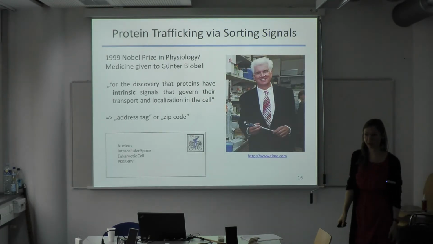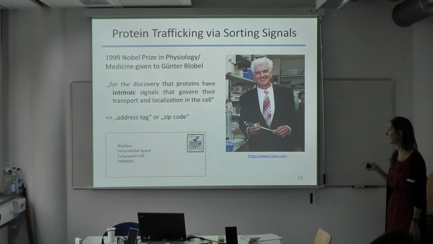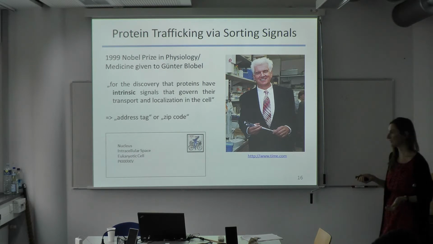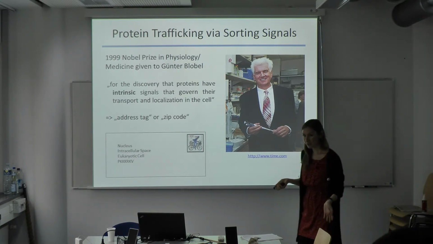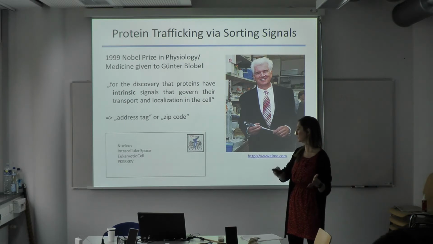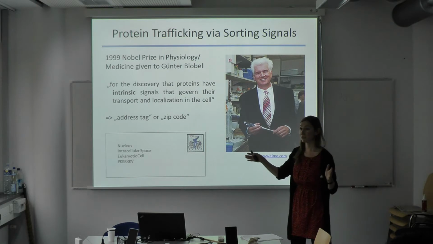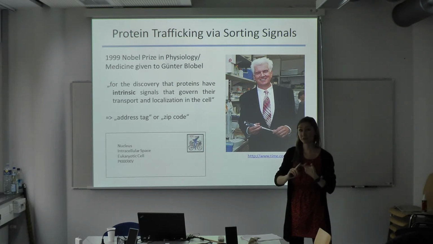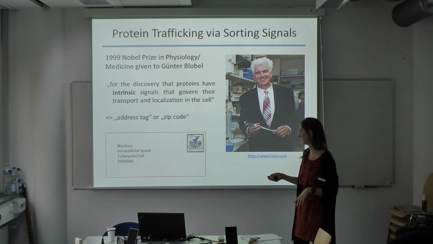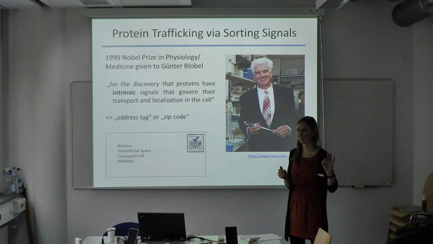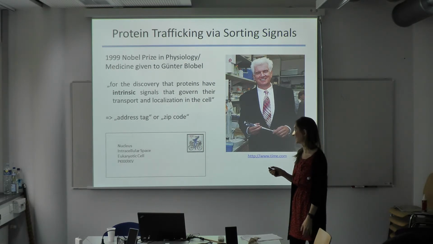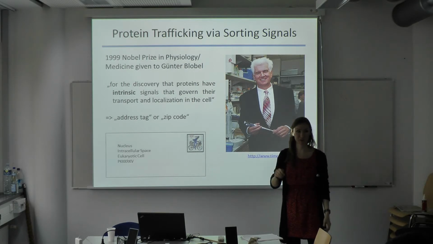And as a matter of fact, there was a Nobel Prize given in 1999 to this professor, Günter Blobel is his name, for finding these specific signals that govern protein transport and localization in the cell. So he called the signals address tags or zip codes. Why is that? Because if you write a letter and you say person Peter lives in St. Petersburg at this street, I know that there is a St. Petersburg in Russia, but there is also St. Petersburg in USA. And then the postman wouldn't know where to deliver this letter. But if you put a zip code, then the postman will exactly know that this letter is addressed to a person in Russia, for example. And the same happens with these sorting signals. So the active zip codes, they are very, very specific for particular localizations.